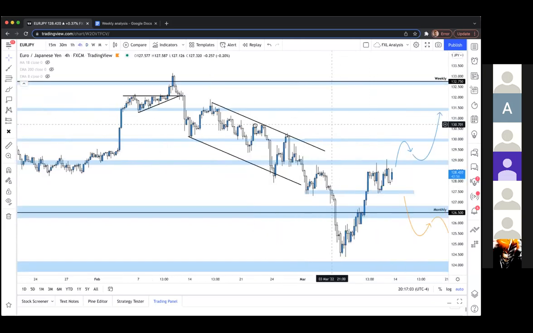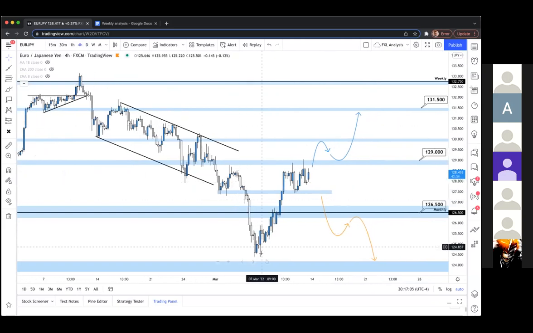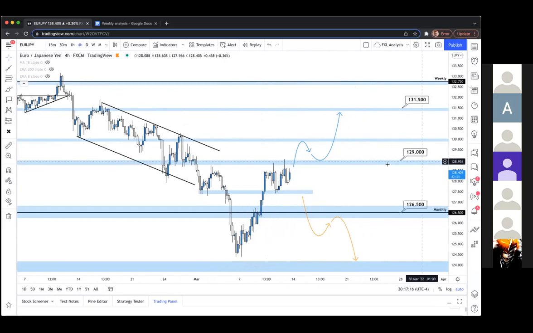Let's take a closer look here. So here's that dip down to 125, came right back up. And what do we see here? A nice inverse head and shoulders, apparently, right? So left shoulder, here's the head, here's the right shoulder. 129, coincidentally, is the neckline.